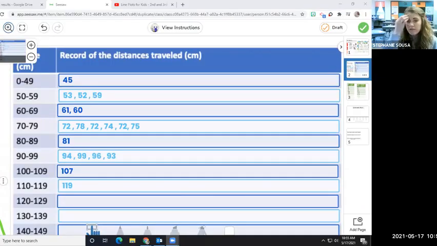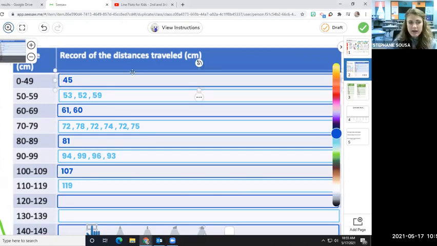Welcome back. Let's see how you did. Here is where your data should have been placed. Going straight down the list, starting at the top, we have 45 centimeters. Then we have 53, 52, and 59 centimeters. 61 and 60 centimeters. In our 70s, this was our most popular option. We have 72, 78, 72, 74, 76, 75. Most cars were in the 75 range, or 75 had the most cars.